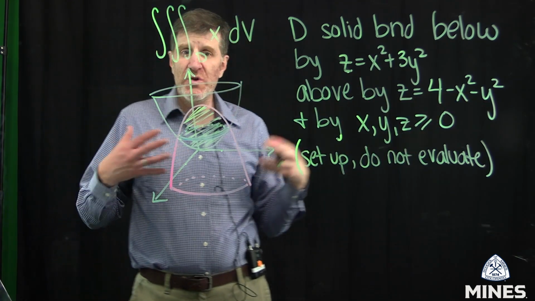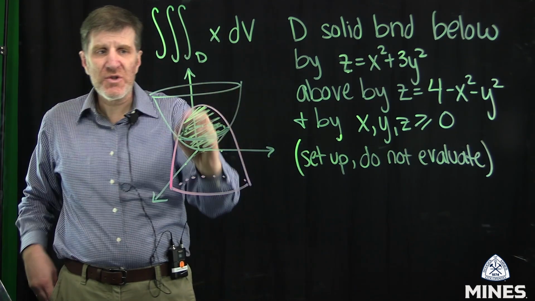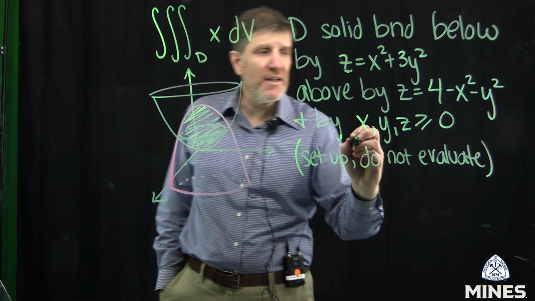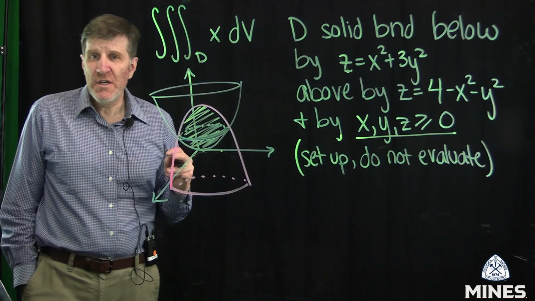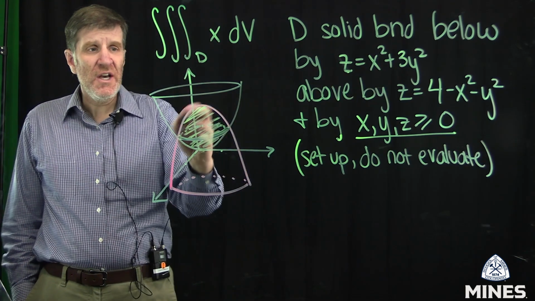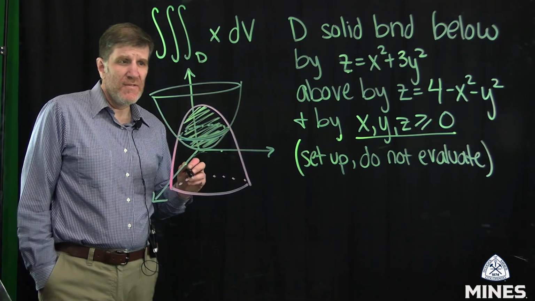So these are two bowls. We have the bowl opening upward and we have a bowl opening downward, and there's a region trapped between them, and that is our region of integration. We're going to limit that to just the first octant, just the points where x, y, z are all positive. So that's going to be our region. It's the shaded region here, but only the first octant portion of that shaded region.